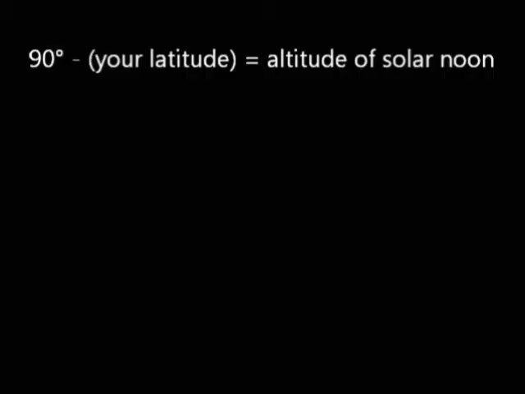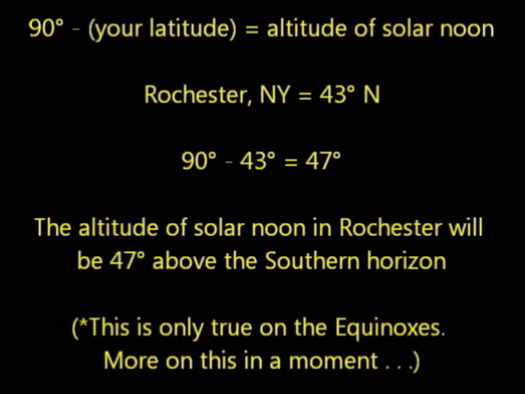The formula for figuring out the altitude of the sun at solar noon is equal to 90 degrees, which would be directly overhead, minus your latitude. So in Rochester, New York, the latitude is about 43 degrees. So 90 minus 43 means that the altitude of the sun at solar noon would be 47 degrees above the horizon.